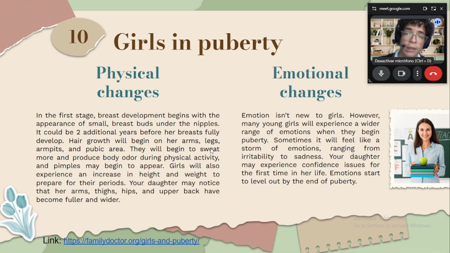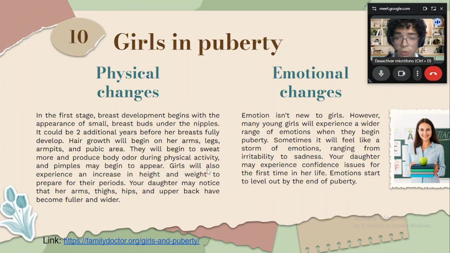And finally, 10. Girls in puberty. As with the adolescent male part, we're going to see physical changes and emotional changes. So, first up, in the first stage, breast development begins with the appearance of small breast buds under the nipples. It could be 2 additional years before breasts fully develop. They will begin to sweat more and produce body odor during physical activity. This is really normal.